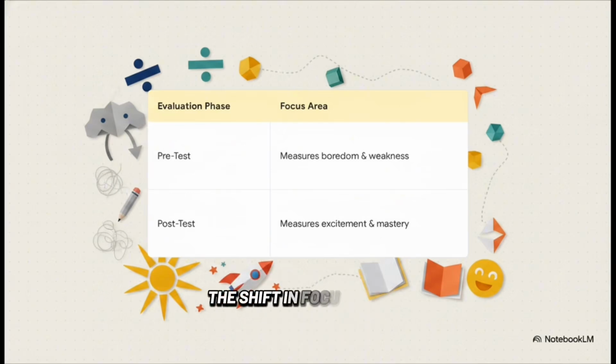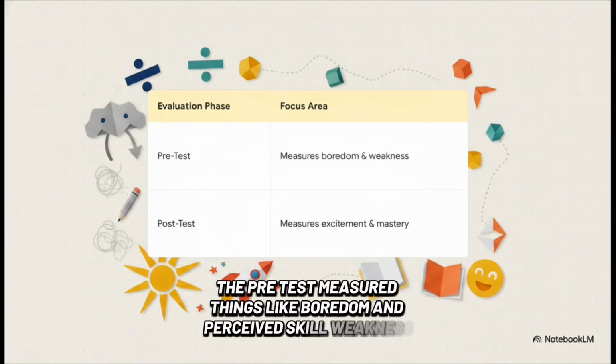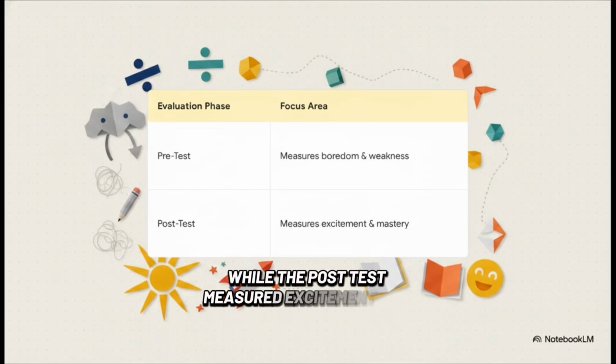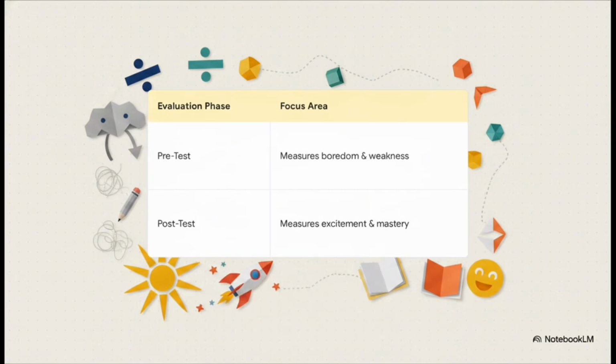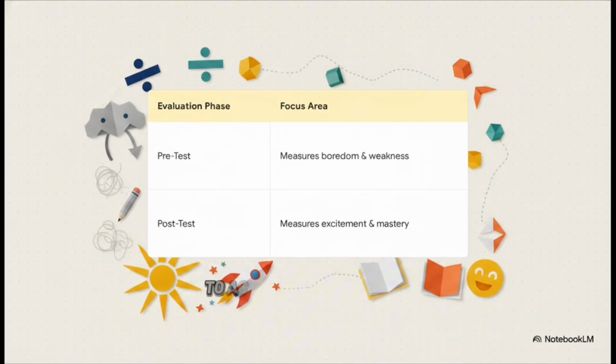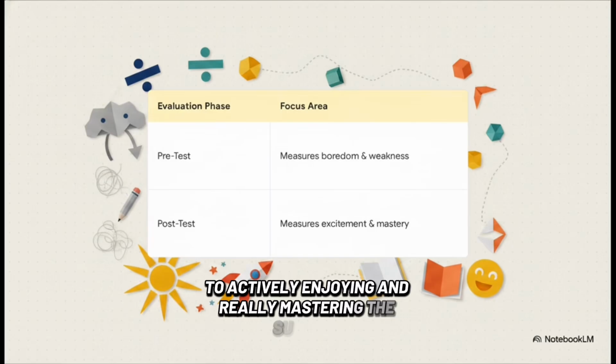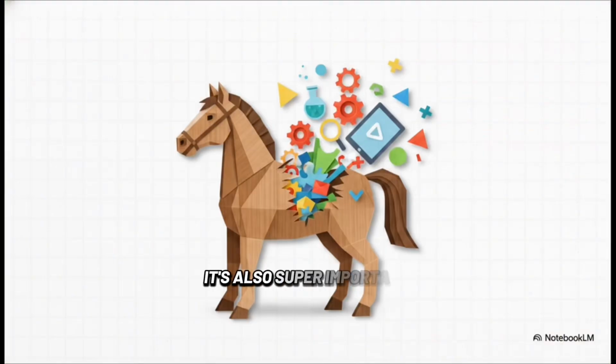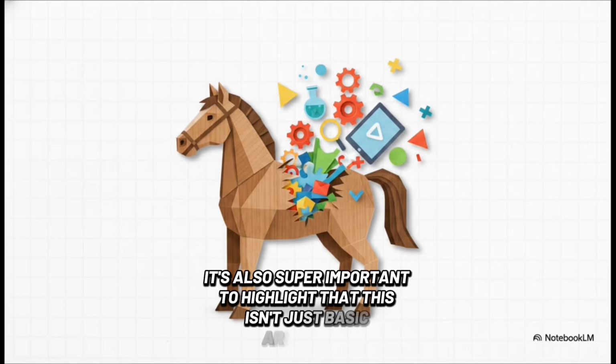The shift in focus here is amazing. The pre-test measured things like boredom and perceived skill weakness, while the post-test measured excitement and comprehensive understanding. The data effectively tracked exactly how this module shifted pupils from finding math incredibly boring to actively enjoying and really mastering the subject.